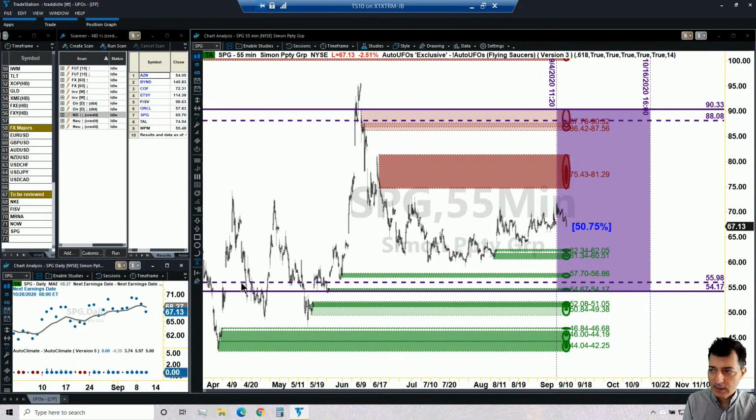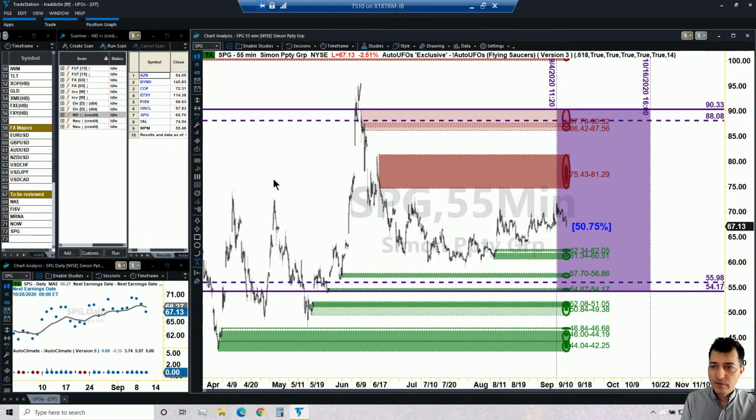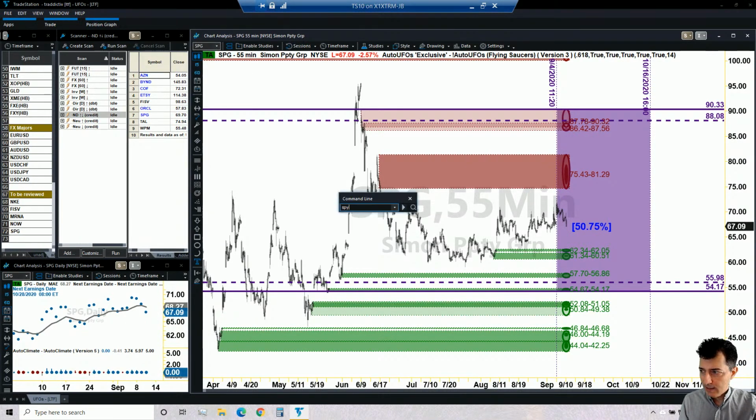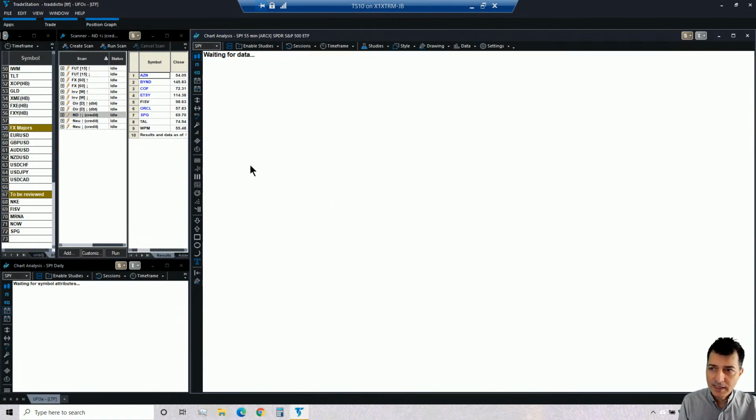TradeStation. Here we are. Okay. This is TradeStation, and the first thing I would like to do is to move around a little bit. First, I would like to show the S&P.